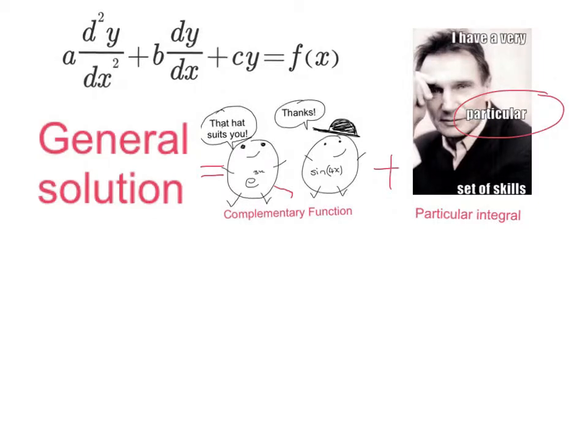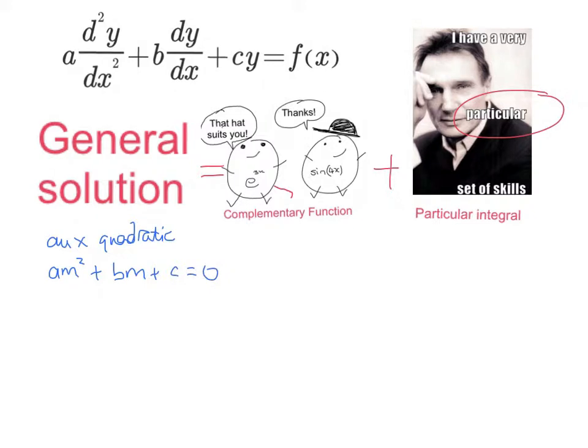Solving a second order differential equation can only be described as being completely loads of fun. We need to find a complementary function first and then a particular integral. We find the complementary function by solving the auxiliary quadratic, which is given by the left-hand side of the differential equation with the second derivative replaced with m squared and the first derivative replaced with m and then the y replaced with the number 1.